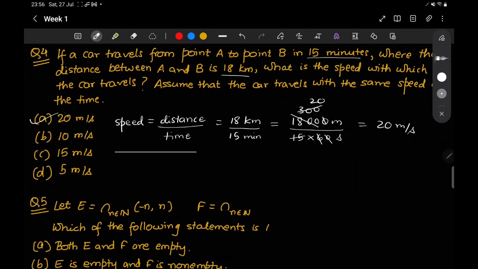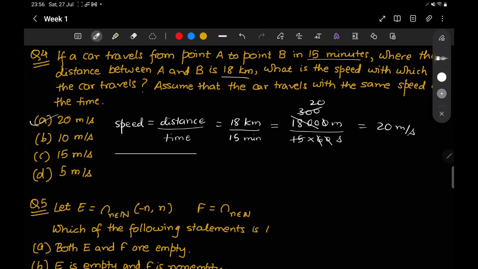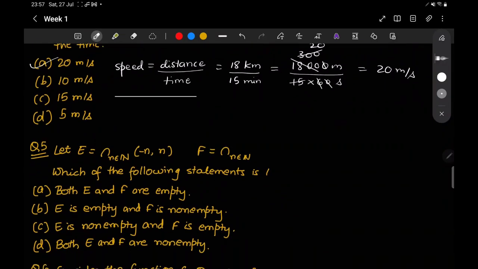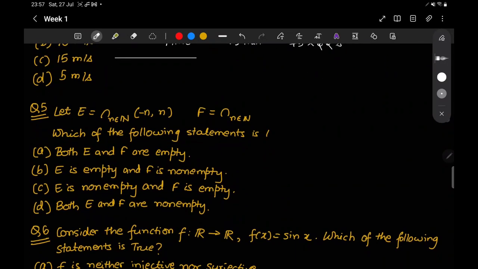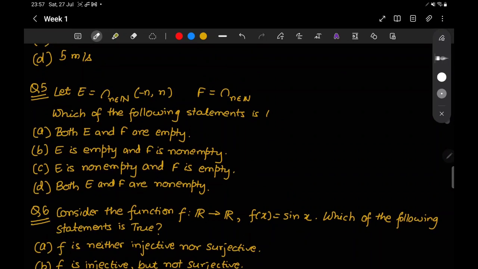Okay, so no questions up until now, which is great. Let us move to the next question. This one is a little bit trickier. You have to pay attention to the notation over here.